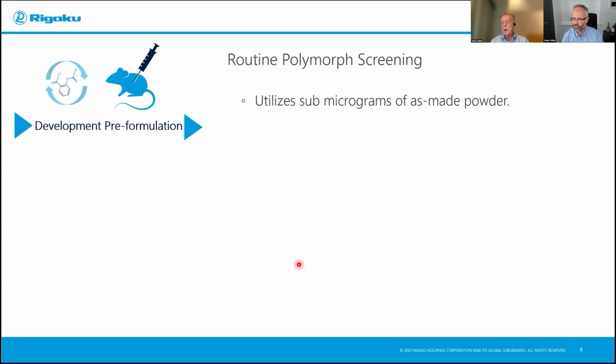Now, if the impurity profile is too high, you may be just getting oils, or you may not even be getting anything that looks like a crystal.